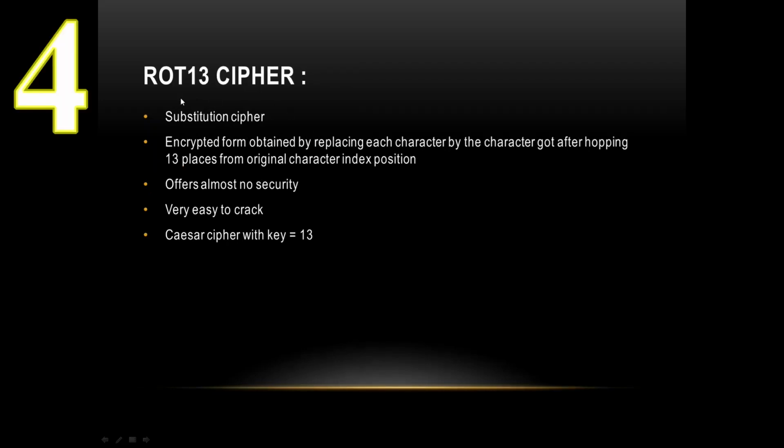And the next cipher is the ROT13 cipher. It is also a substitution cipher. It is actually another form of Caesar cipher, but here the value of the key is 13, unlike in Caesar cipher where it was only 3. It also offers almost no security, and it is very easy to crack.